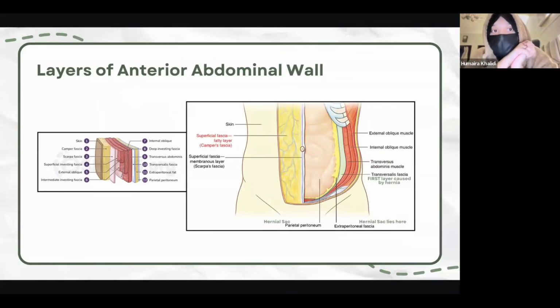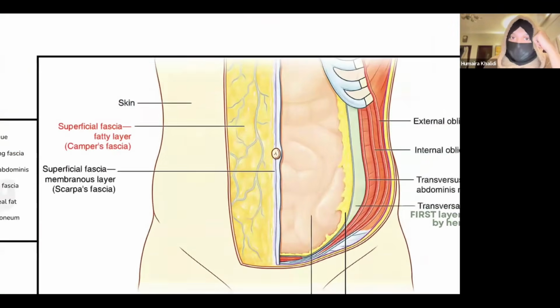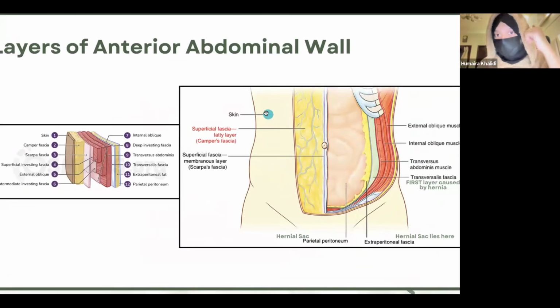Now lock in. These are the layers of the anterior abdominal wall. This is something that people get very confused about. This perfect picture that I found online is going to help you, and I use the same picture for my lectures as well. This is the skin. Unfortunately, this guy has jaundice, I believe. His skin is yellow. Anyways, this is the skin.